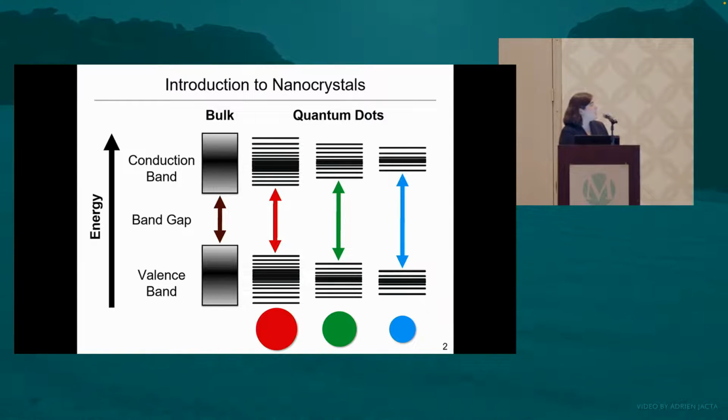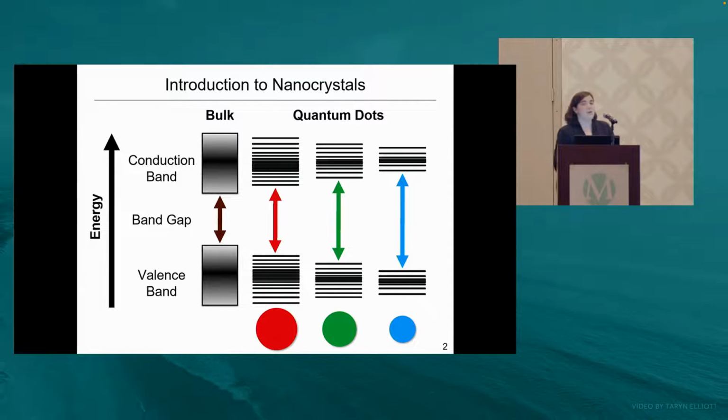You've got your valence electrons hanging out in the valence band. If you were to absorb any energy, you would kick electrons up to the conduction band. Those are shown as shades because they don't really have discrete energy states. So you could be exciting from anywhere up into that bulk conduction band.